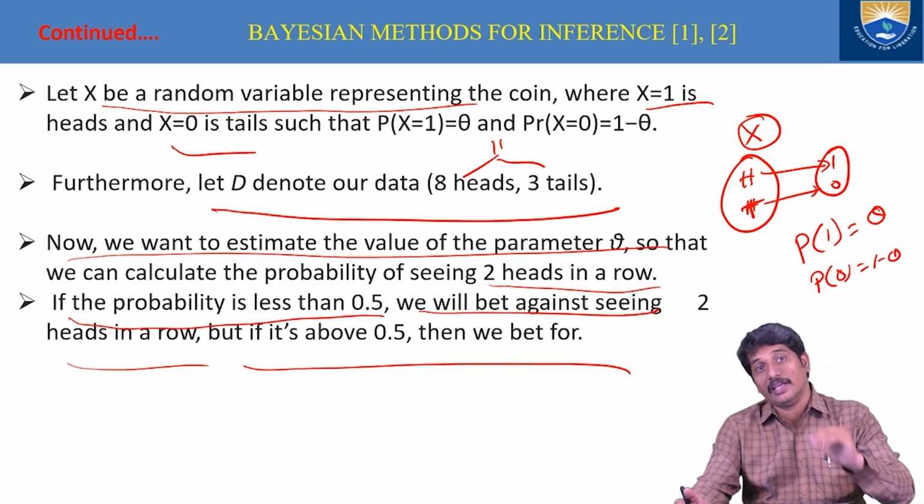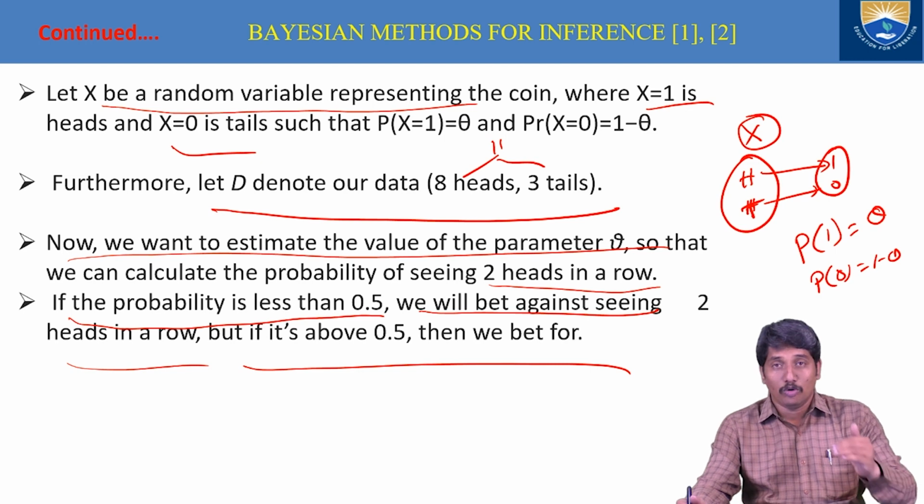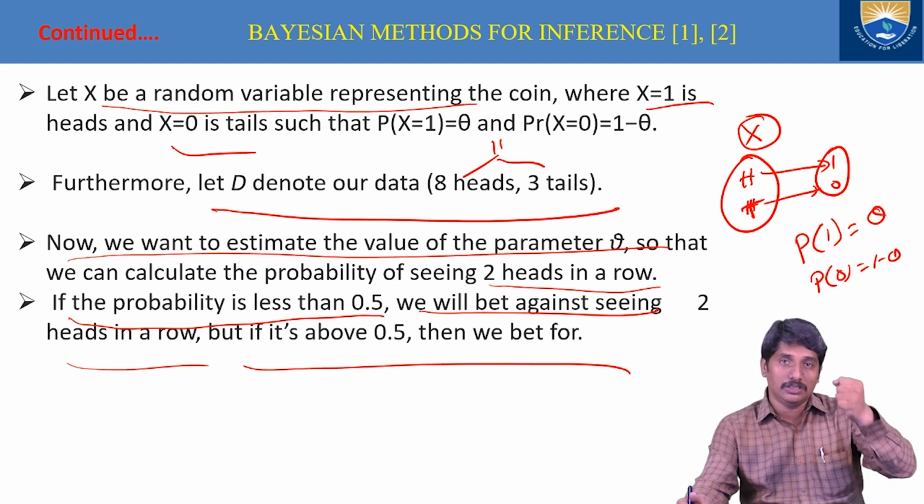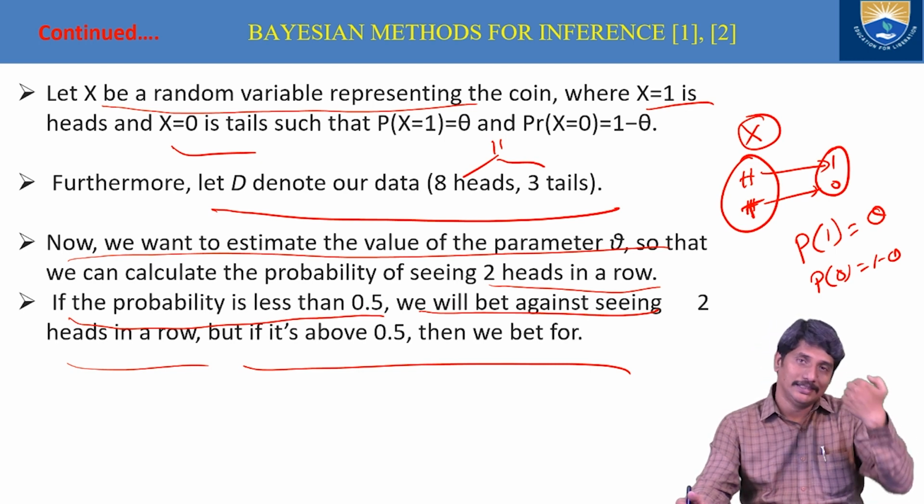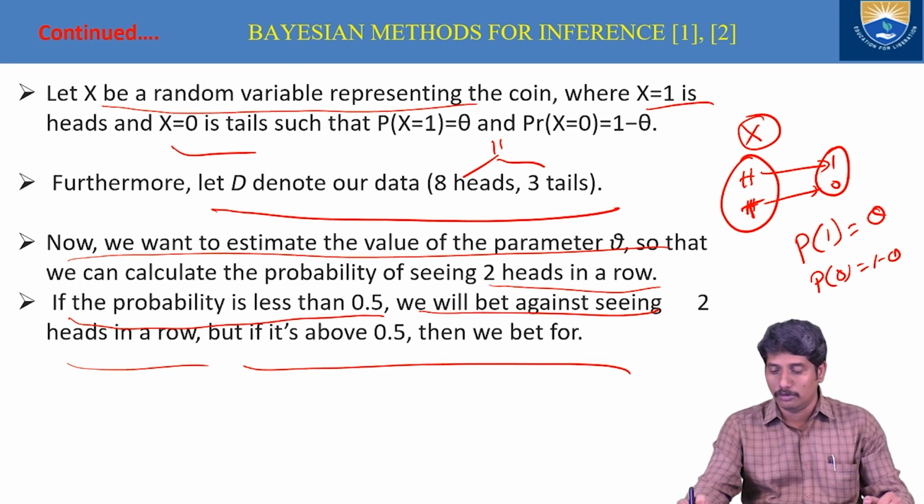We will bet against that. More than 50% probability means it is favorable to the player. Less than 50% means it is not favorable to the player. That's what we understand.